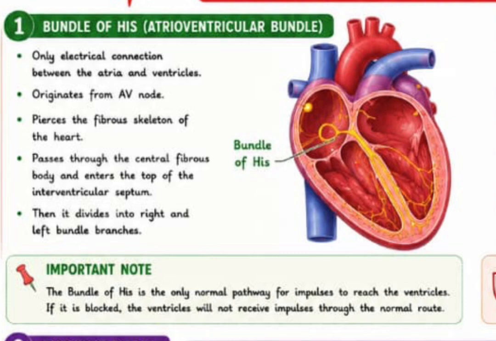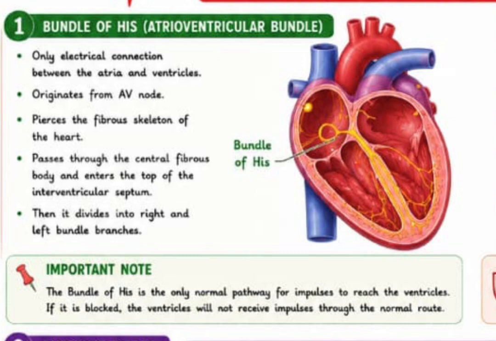Now, it is the only electrical connection between the atrium and the ventricle. When action potential is spread from the SA node to the AV node, it has to give it to the bundle of His. After the bundle of His receives it, it will spread it to the right and left bundle branches. Don't forget the right and the left bundle branch.